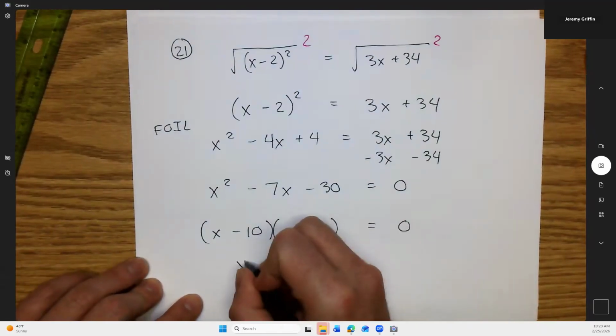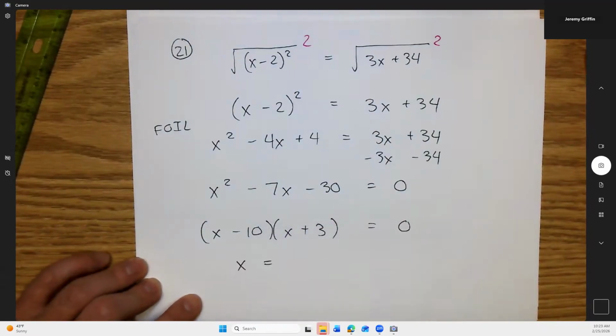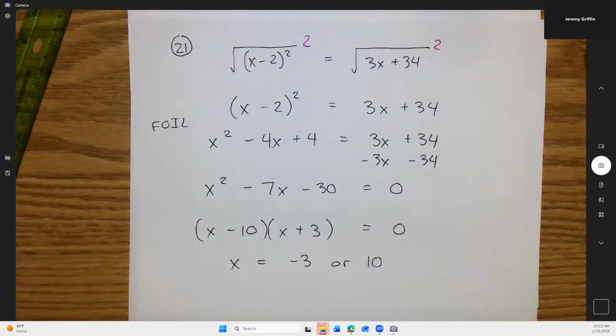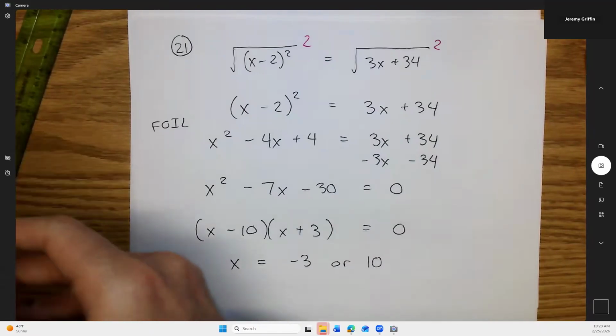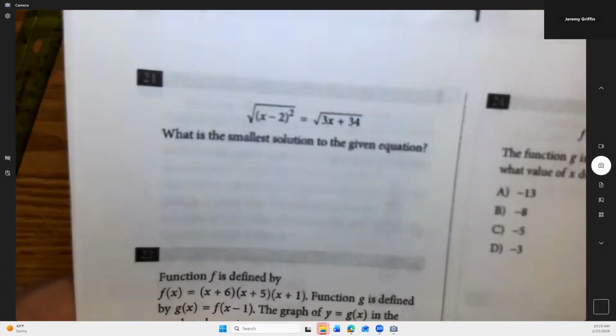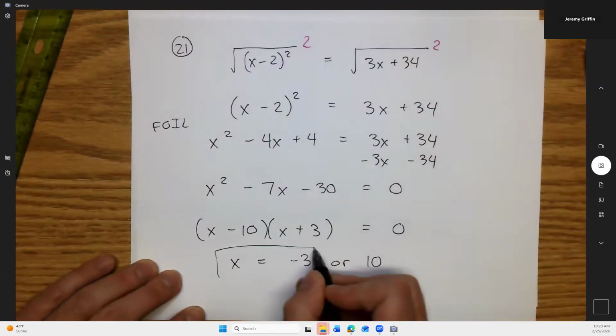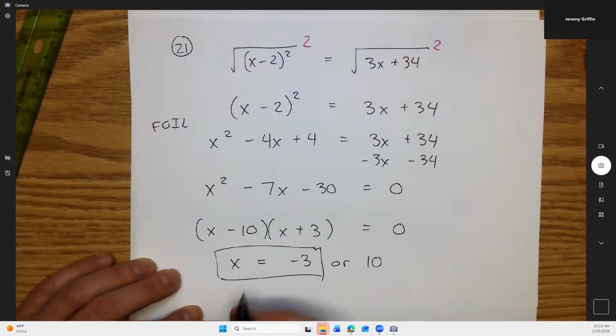Therefore, x could be equal to what or what? Negative 3 or 10. Two possible solutions. Because let's go back to the phrasing of the question. They said, what's the smallest solution? The smallest solution. So they were only accepting what? Negative 3. Yeah, they were only accepting negative 3.